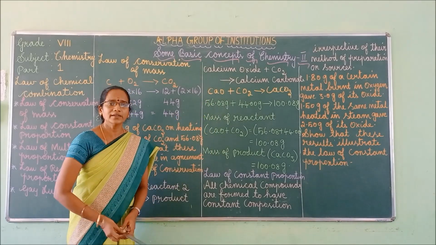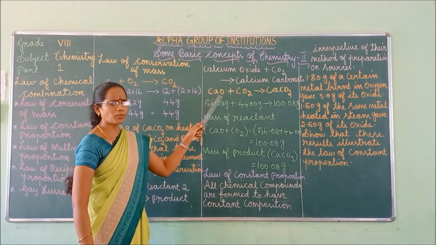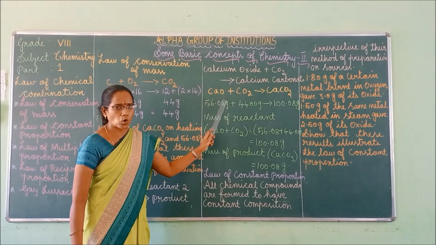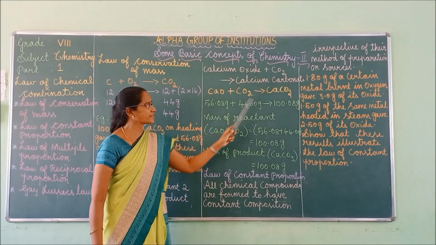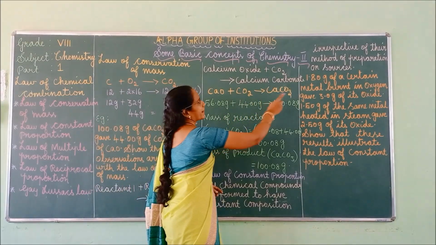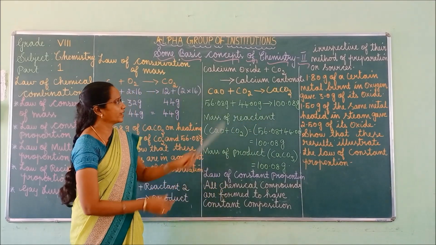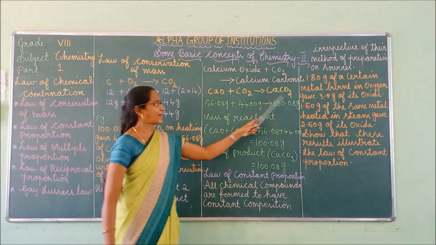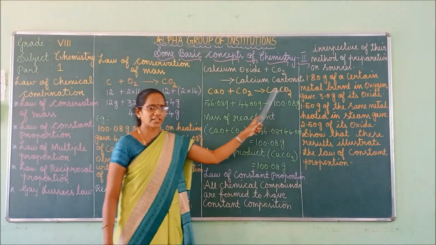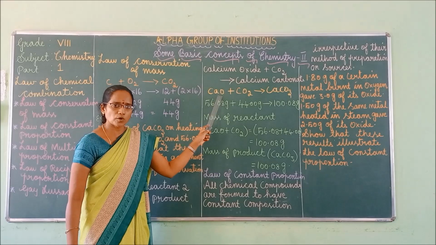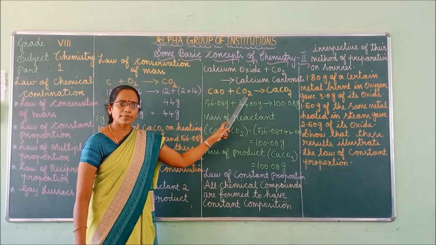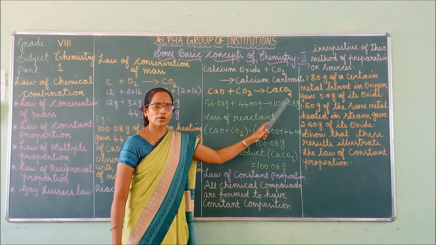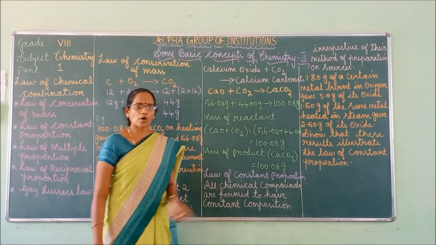Next we have to write the formula now. What is the formula for calcium oxide? CaO. What is the formula for carbon dioxide? CO2. Here you have to write the formula, not the word form. Both react to form calcium carbonate. This is the third step. CaO, calcium oxide, is reactant 1. Carbon dioxide is reactant 2, and both react to form the product calcium carbonate.